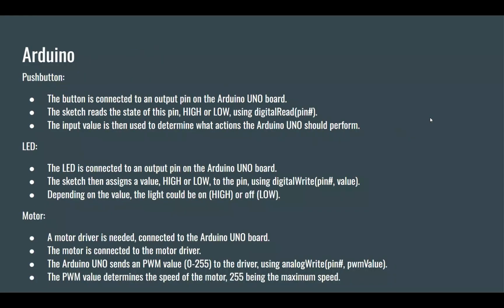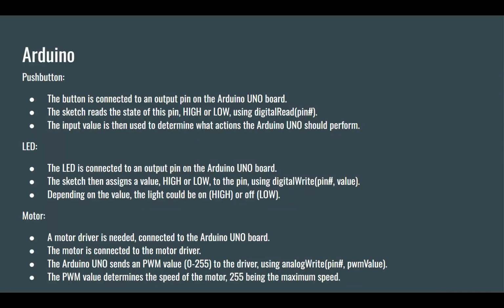Moving on to the Arduino, it interacts with the push button in the following way. The button is connected to the Arduino input pin, and then the sketch reads the state of this pin, either high or low, high being the button is pressed, low being the button is not pressed. It does this using digital read of the pin number that the button is connected to. And then the input value, high or low, is used to determine what action the Arduino should perform. The LED is connected to an output pin on the Arduino board, and then the sketch assigns a value high or low to that pin using digital write with the pin number followed by the value, high being on and low being off.